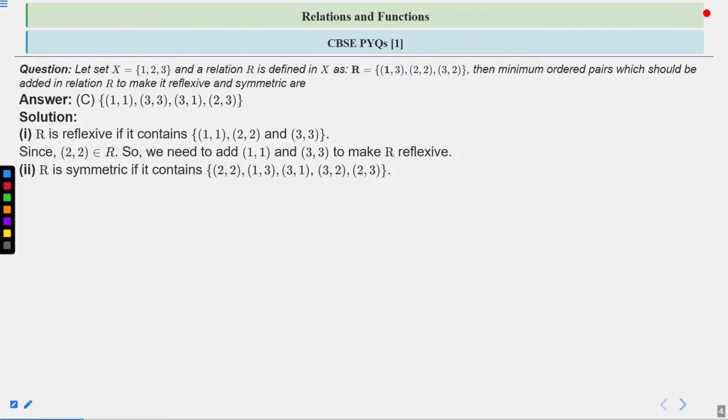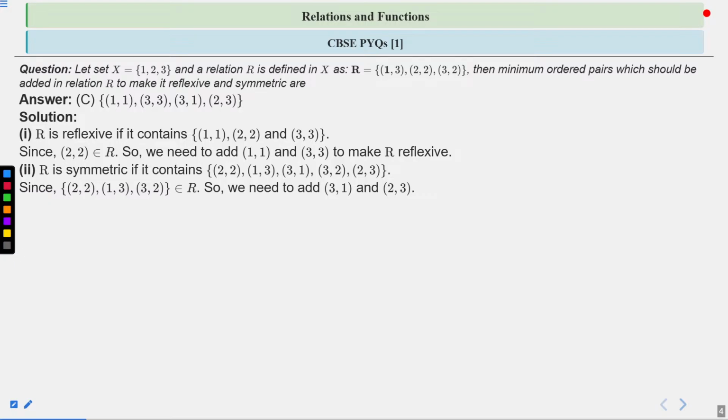Now, for R to be symmetric, (1,3) is there, so we must add (3,1). And (3,2) is there, so we must add (2,3). If R is symmetric, it contains (2,2), (1,3) and (3,2). (2,2) is already there, (1,3) was there, so we must add (3,1). Since it had (3,2), we must add (2,3). So we need to add (3,1) and (2,3) to make it symmetric.